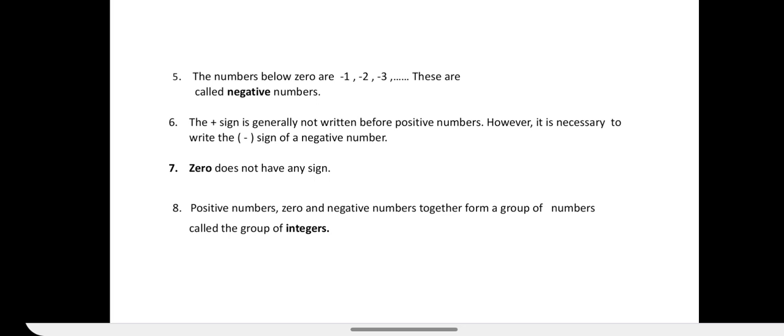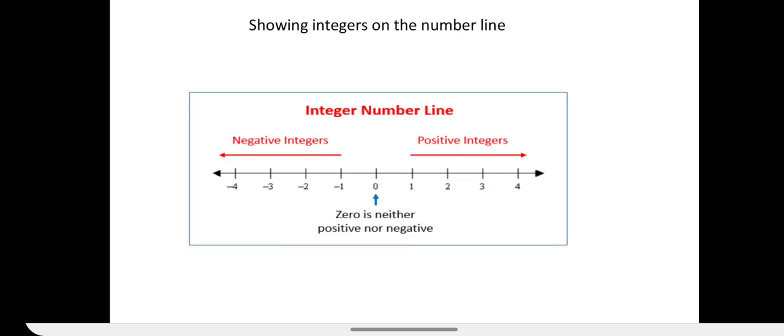Point number 6. The positive sign is generally not written before positive numbers. However, it is necessary to write the minus sign of a negative number. Point number 7. 0 does not have any sign. Point number 8. Positive numbers, 0 and negative numbers together form a group of numbers called the group of integers.